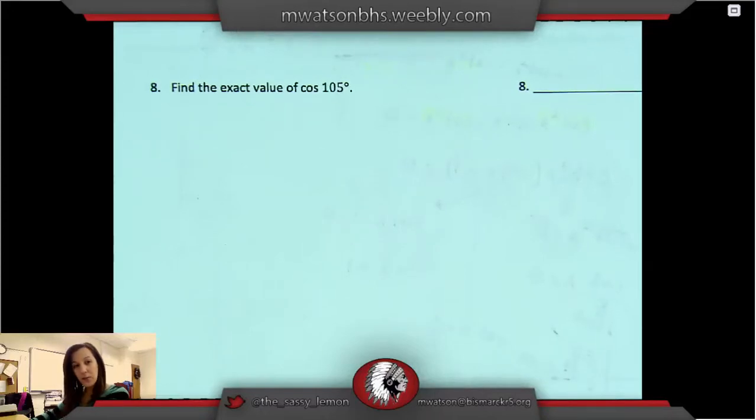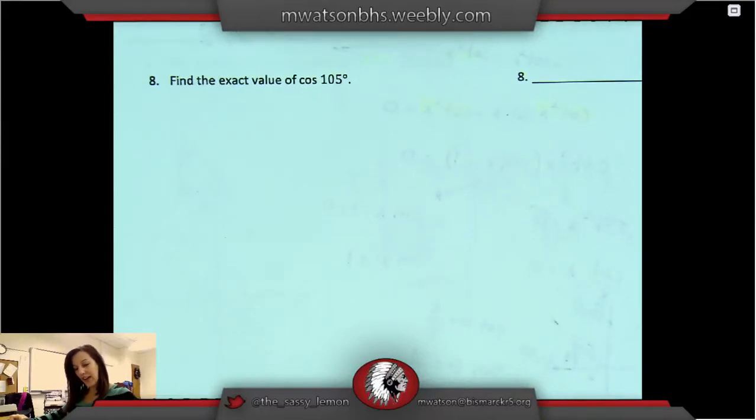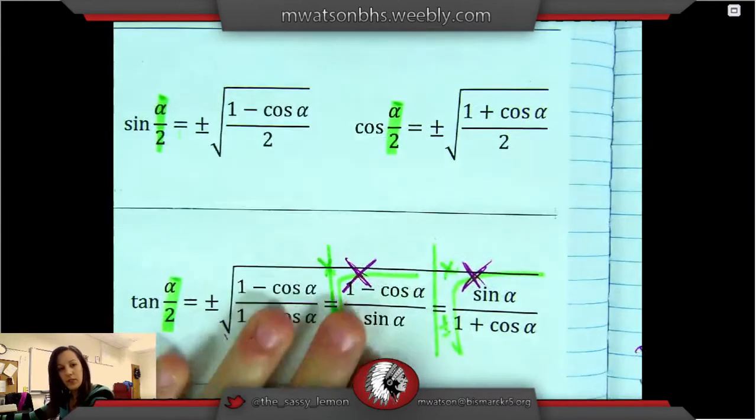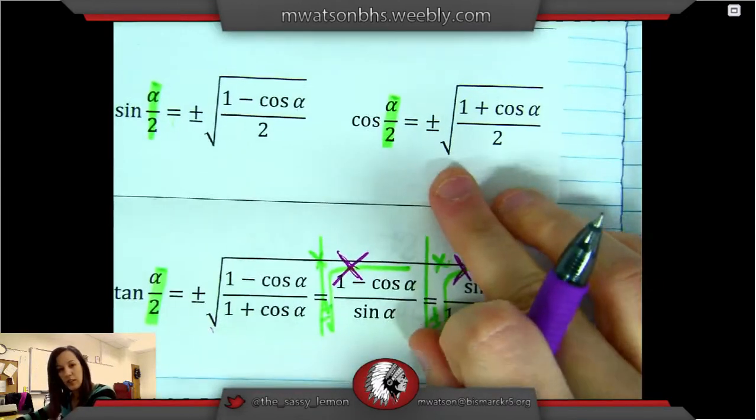Okay, this very last problem is find the exact value of cosine of 105. So we can't really do that because it's not a special angle, but let's go ahead and try to use our half angle formulas. So here we've got cosine. Let's see if we can do anything with that.